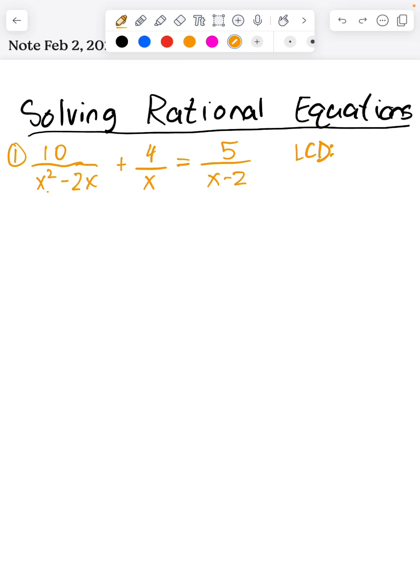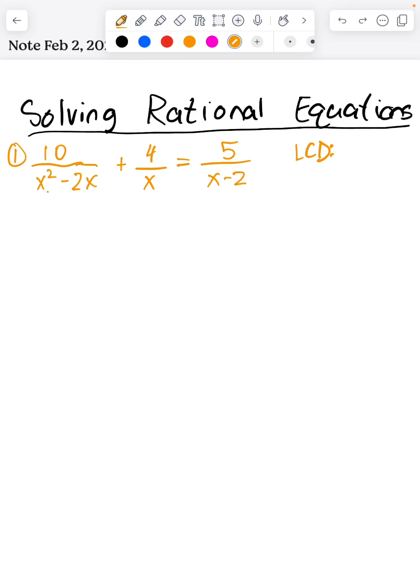A lot of times with these problems we have to factor some term. We can't skip factoring to find the LCD, to make sure we're not doing any extra work. So we have x here, 4 over x. We have x minus 2, 5 over x minus 2. So this is the only one out here, x squared minus 2x.